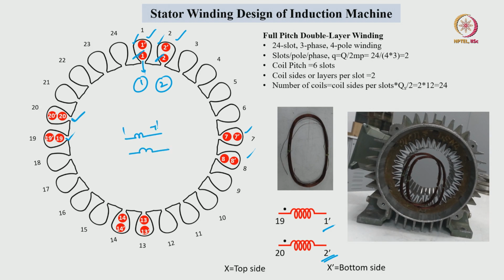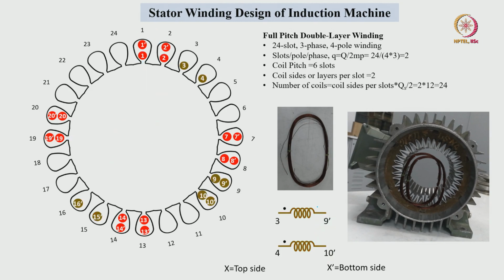This is 1 and 7 dash, 2 and 8 dash, right. Initially we have placed 1 and 2 as a reference. At the end we have to bring these 2 coils out and then insert these 2 coil sides after placing the bottom side coil sides, that is 1 dash and 2 dash, these 2 things.